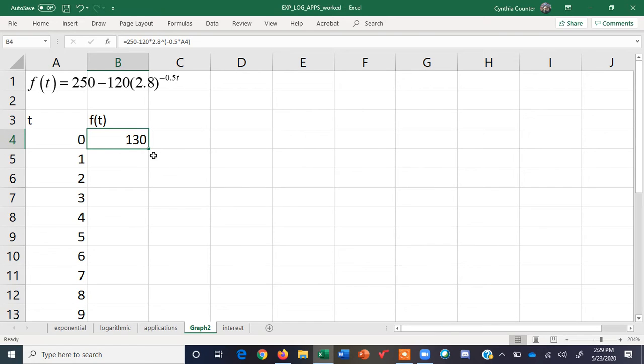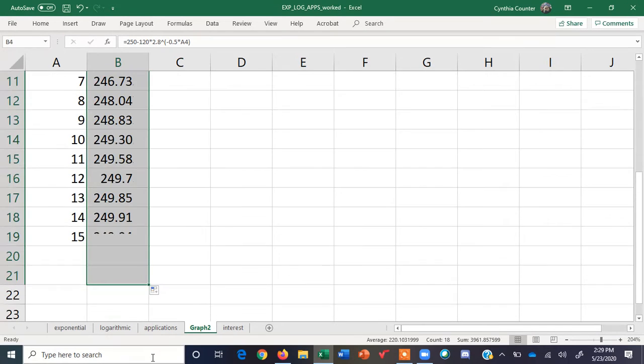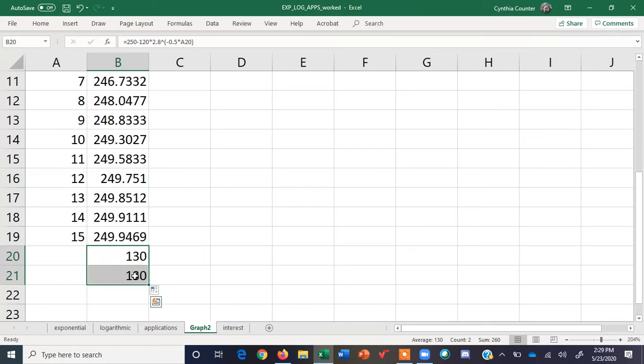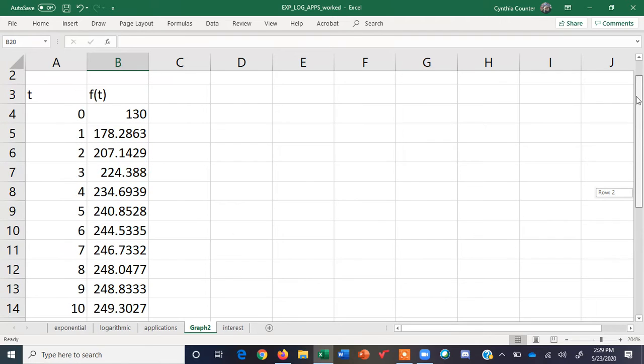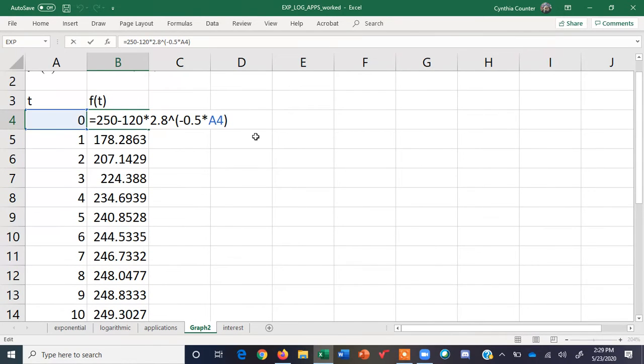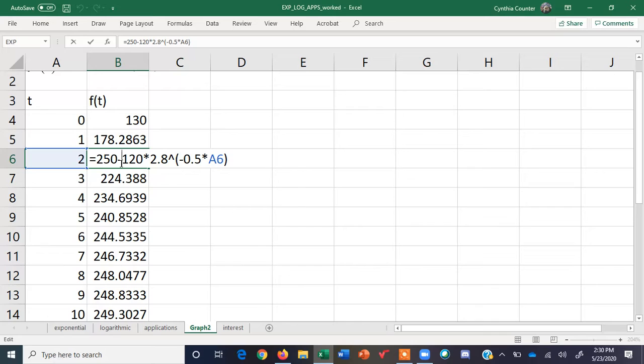I'm going to put the cursor on the bottom right corner where that little green square is till it becomes a little black plus. Left click and drag the formula all the way down. So notice here it changed from A4 to A15, right? We started up here at A4, and as we move our way down, Excel automatically changes it. So this is a nice way to save time using Excel and the formulas.